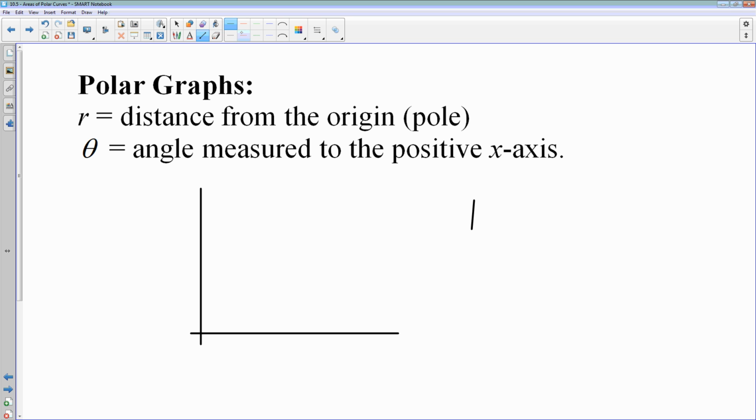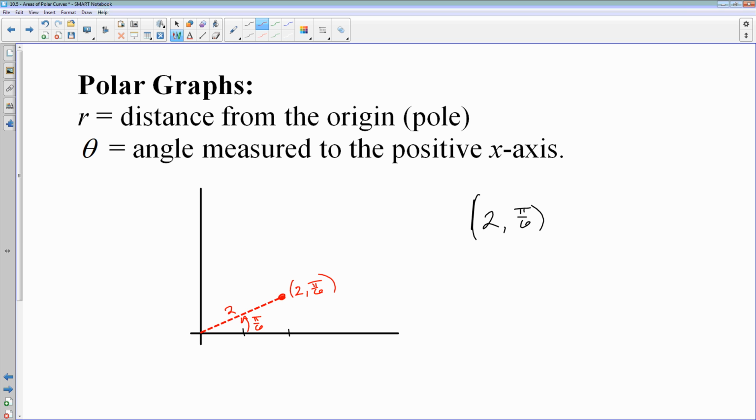So let's say I just had the ordered pair 2, pi over 6. That means we go out 2 units, and then once I go out 2 units, I go up in the direction of pi over 6, which is about 30 degrees. So this point right here, with a distance of 2 and an angle of pi over 6, is the ordered pair (2, pi over 6).